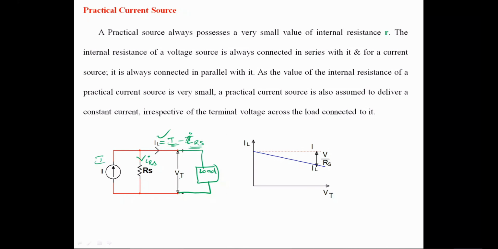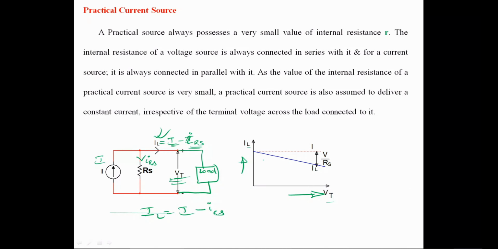So now in such a case, suppose you draw the characteristics between the load voltage versus the load current. So what is the load current expression? IL is equal to the total current I minus IRS. Now as the terminal voltage is increasing, VT is increasing, right?